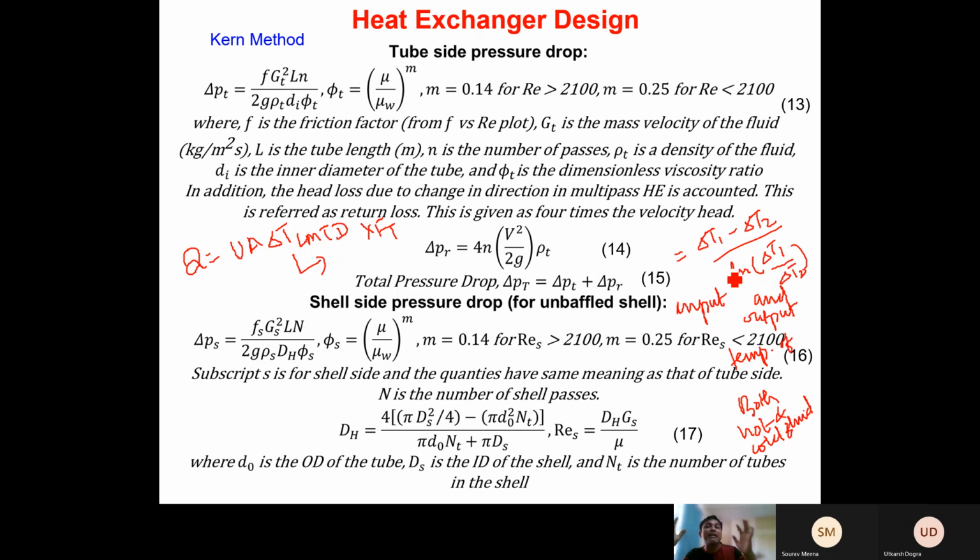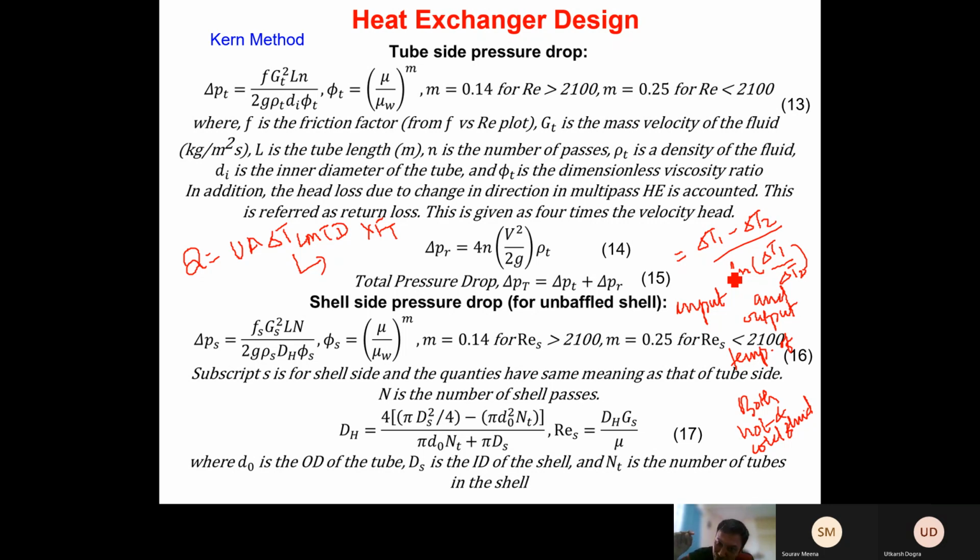But in a lot of practical applications, these terminal temperatures are not known. You only know your input temperatures. You only know your input hot fluid temperature and input cold fluid temperature, and from that you have to design the heat exchanger.